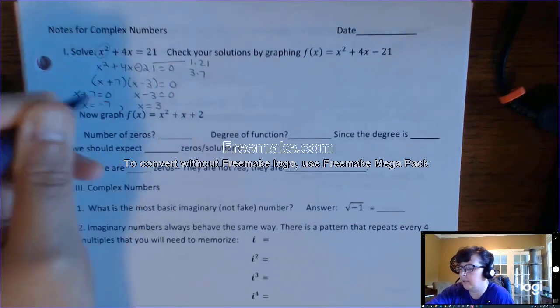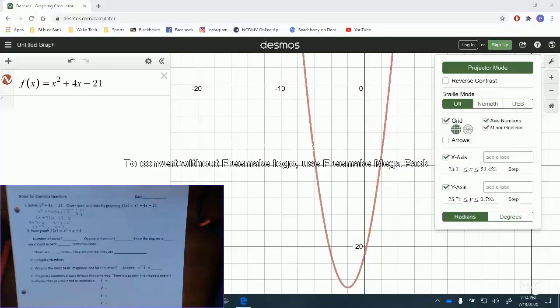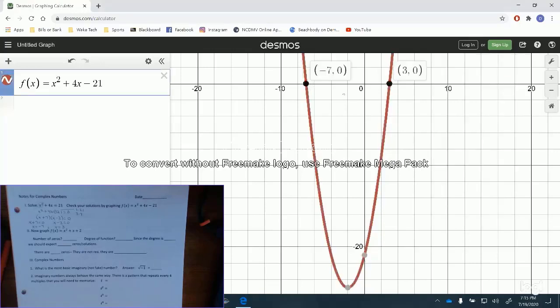Alright, now what we want to do is check those solutions by graphing this function, which is x squared plus 4x minus 21. Okay, so I've graphed it. f of x equals x squared plus 4x minus 21. This is the related function to this quadratic equation where y is equal to 0. And remember, y equals 0 gives us the x-intercepts. So if I click on these x-intercepts, I get the solutions, negative 7 and 3. So there's a relationship between the solutions to the quadratic equation and the x-intercepts of the quadratic function.